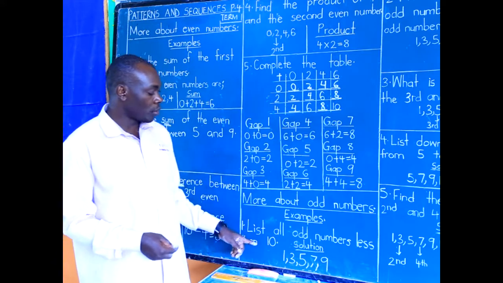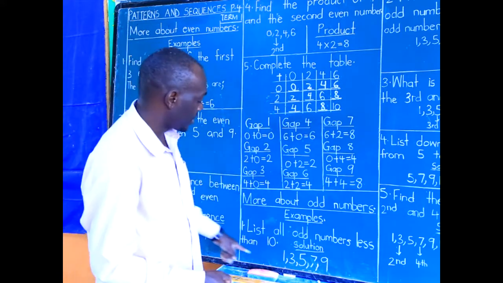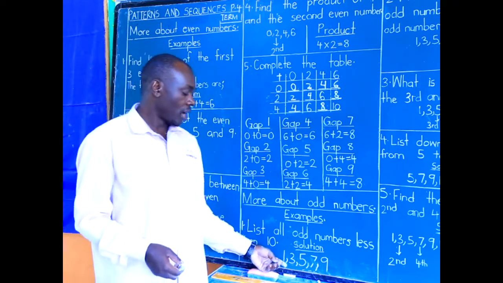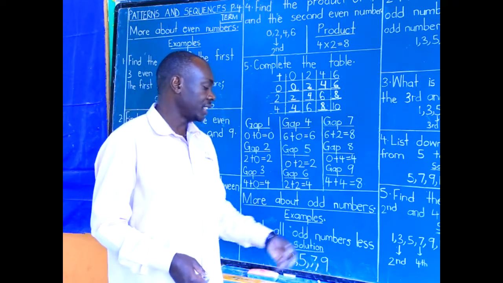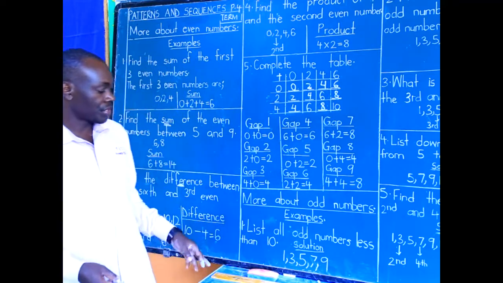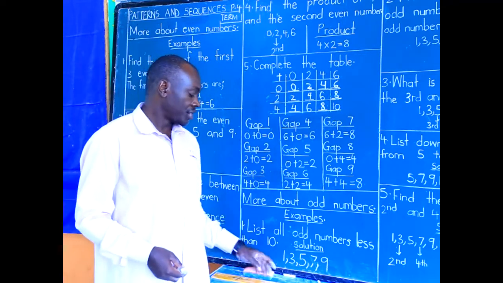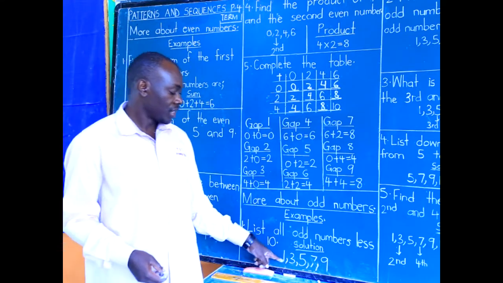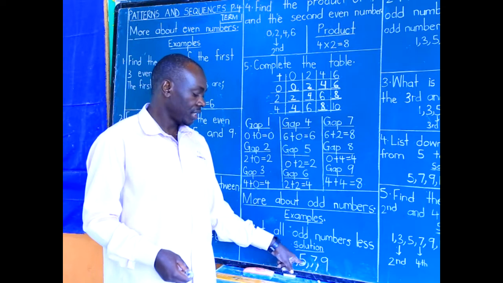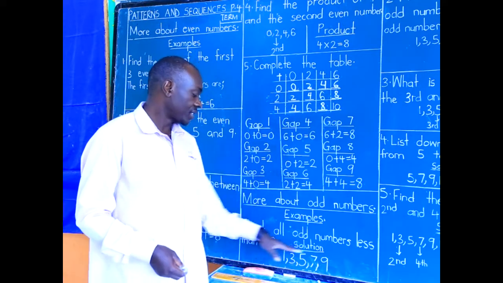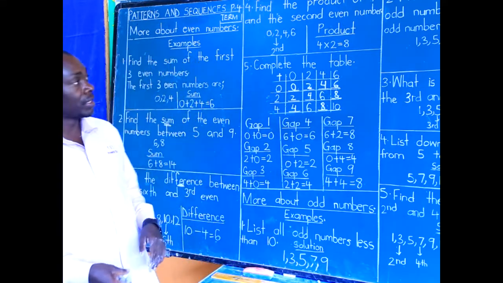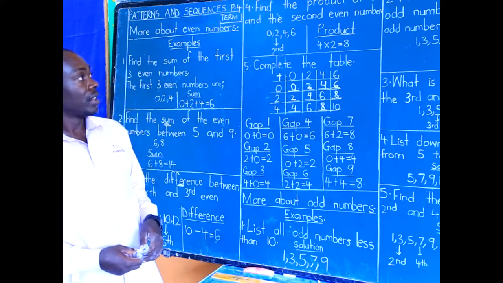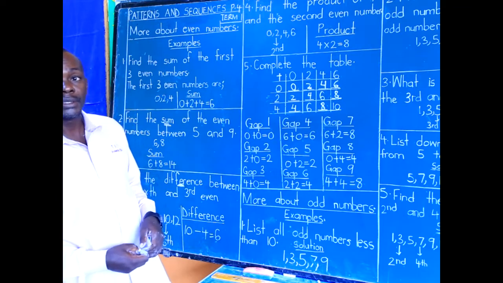Example number 1 says, list all odd numbers less than 10. Like I've already listed, the list is 1, 3, 5, 7, 9. Please don't go more than 10. So less than 10, there are only 5 of them: 1, 3, 5, 7, 9. That's the list provided, and then you underline and go. And then we continue with number 2.